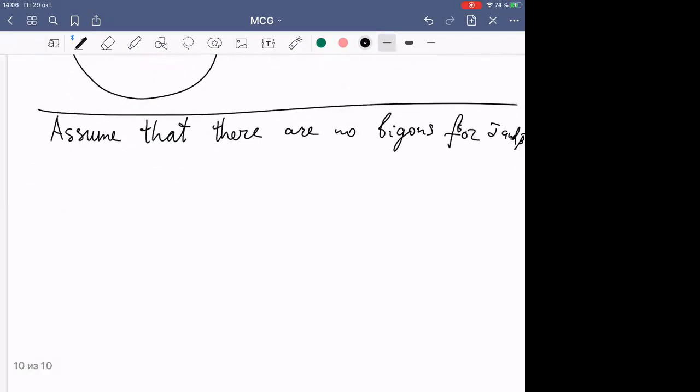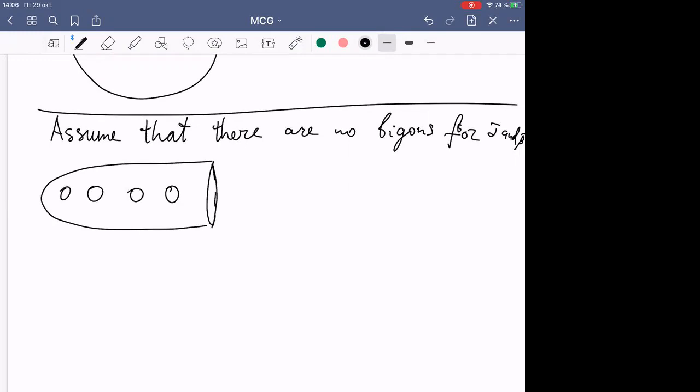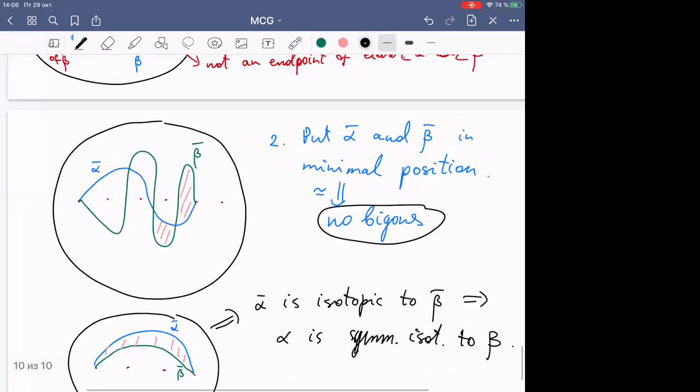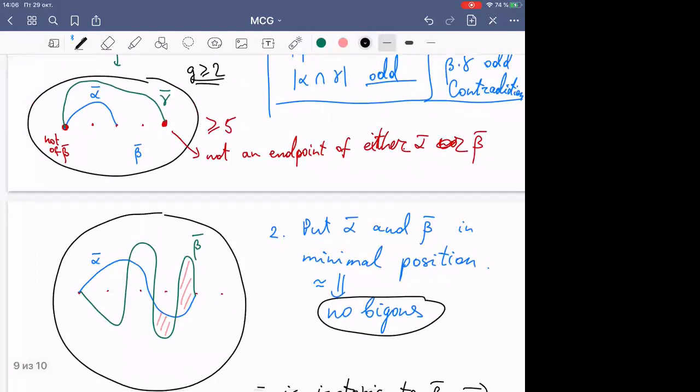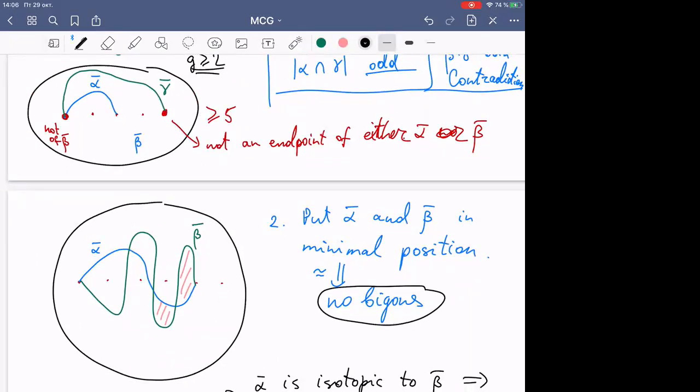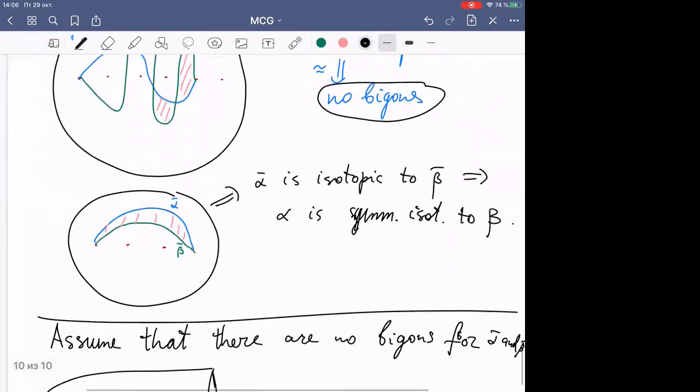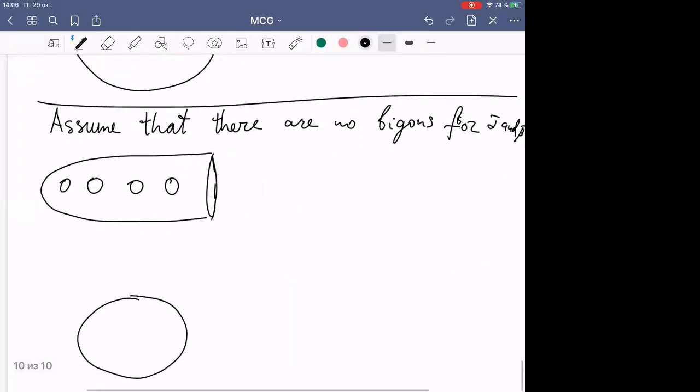However, look, upstairs we must have a bigon. Downstairs, here I mean that we perform an isotopy downstairs, which takes alpha bar and beta bar into minimal position. So we changed alpha and beta, but we changed them by a symmetric isotopy. So we may consider this case only.